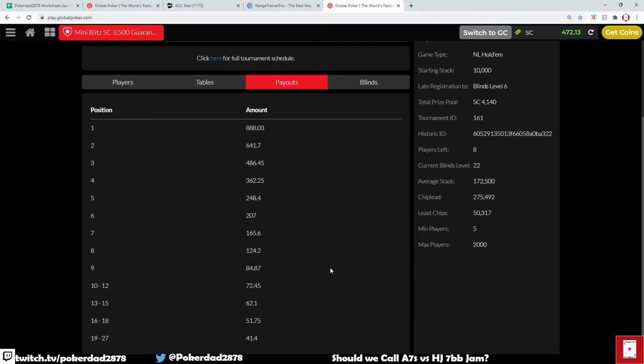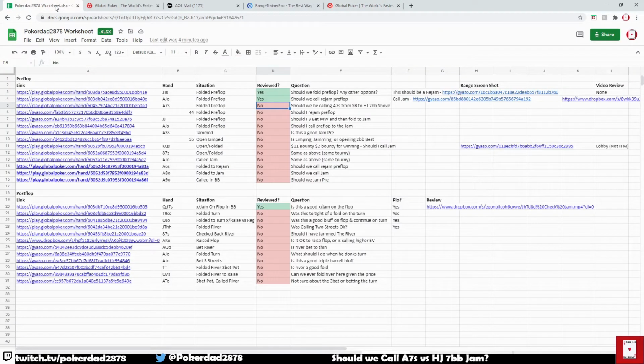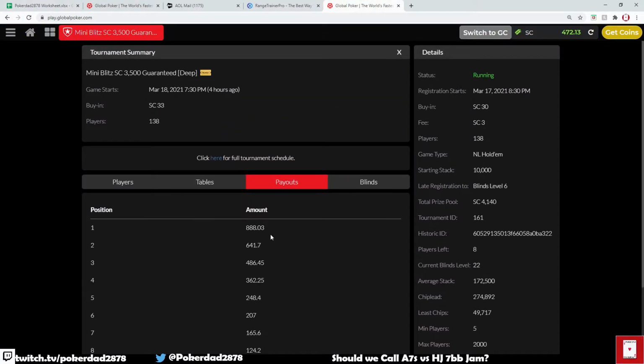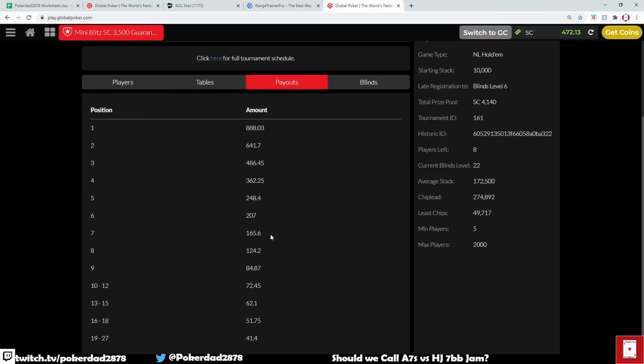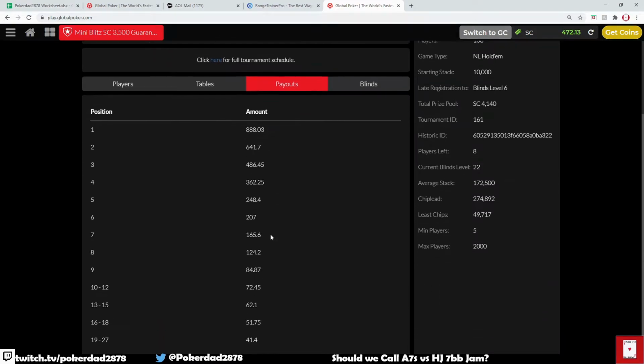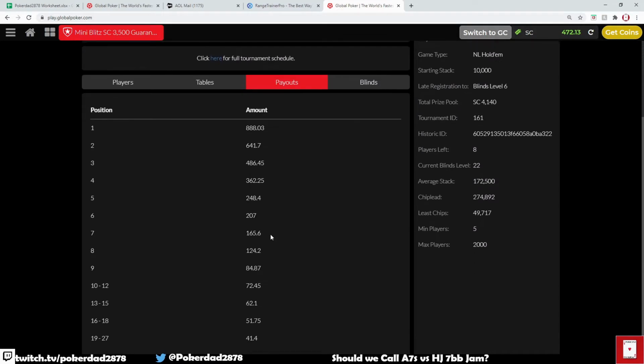So what I'm gonna do, I don't know what position I was in, unfortunately. So I guess we're gonna have to treat it like a chip EV situation. And then I could just do a hypothetical situation. And I'll use these payouts of final two tables, with ICM involved, and see how that changes the range.